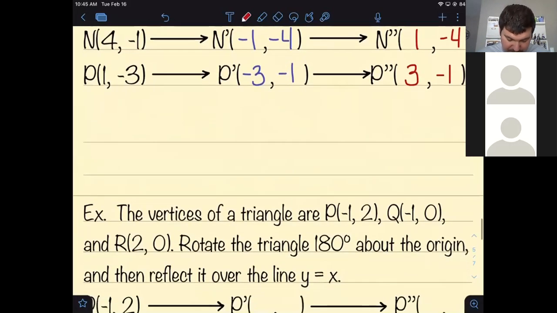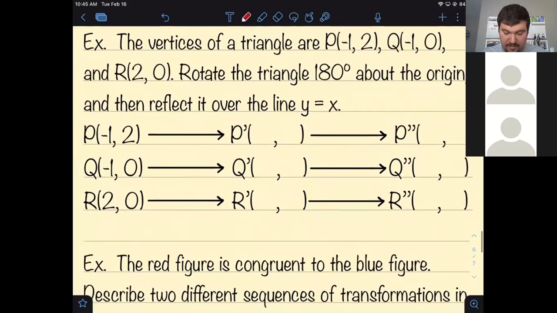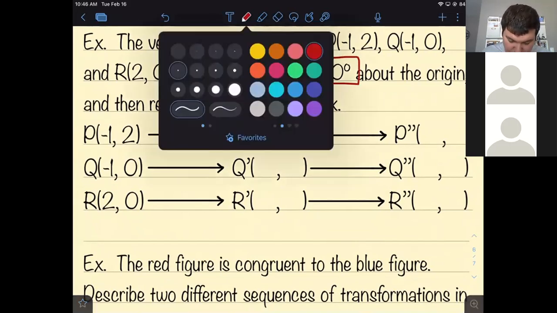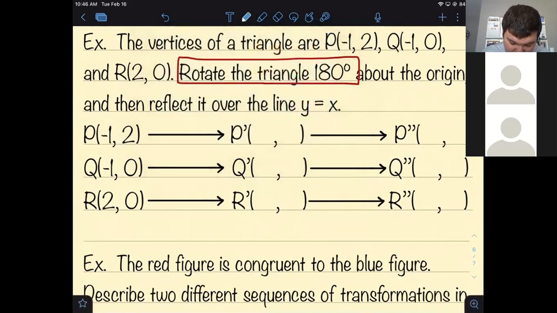Okay, we'll finish up with this last example here. It says the vertices of the triangle, well, these are the vertices, which I've already written down for you. I've done the first part for you, writing them down. It says they're going to rotate it 180 degrees and then reflect it. Ooh, this might be a challenge one. They're going to reflect it over the line y equals x.